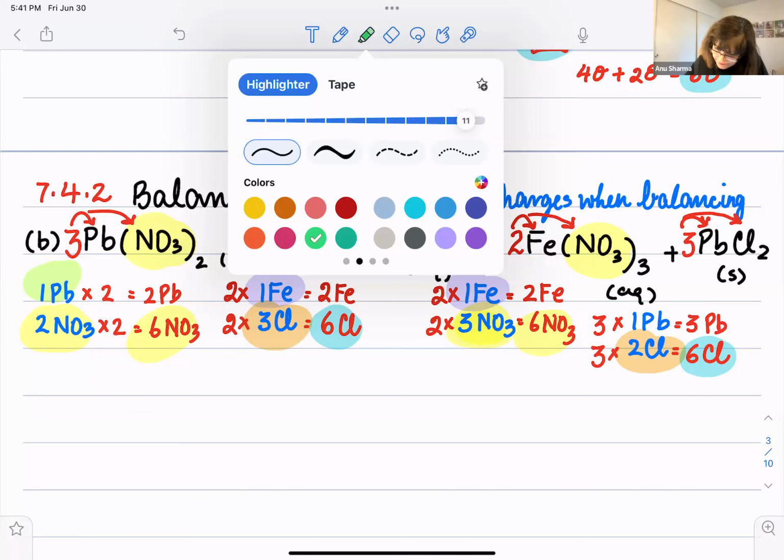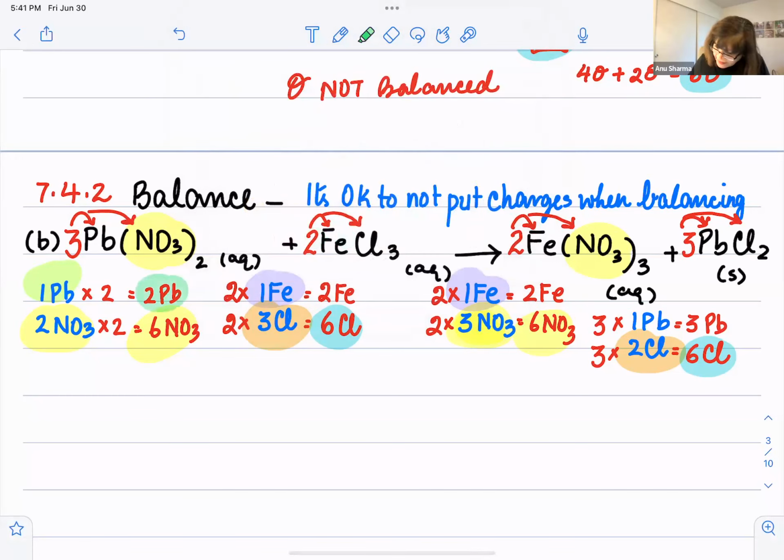Look at the lead. 2 lead and 2. Sorry. Oh my God, I'm exhausted or what? This was 3. I'm writing something and I'm so 3. Sorry about that. So 3 lead. I think I'm just rushing here.